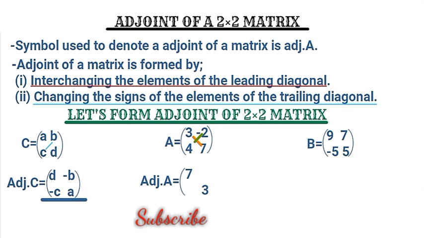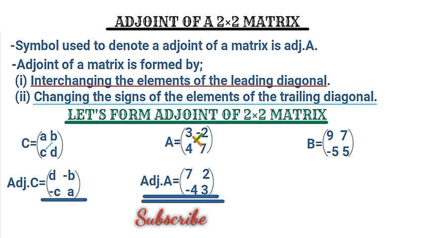Okay, so we are going to change signs. There is negative 2, which is going to change the sign. Since it's negative, it's going to become positive, which is going to be 2. Then down there where there is 4, which is positive, it's going to become negative. So we're going to write negative 4 there. Then we close brackets, and that is the adjoint of matrix A.